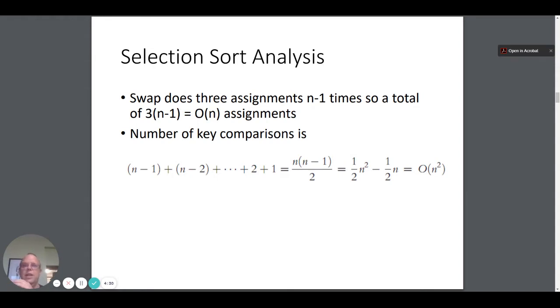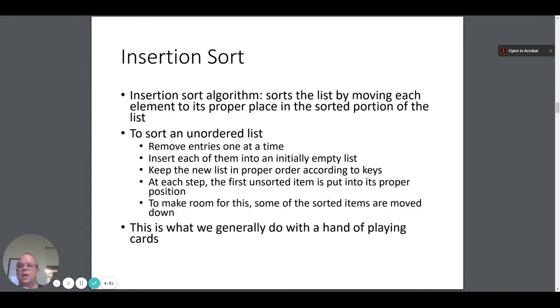So we do n the first time, n minus 1 the second, n minus 2 the third, plus all the way down to 1. So when we add that up, we get that well-known formula, n times n minus 1 divided by 2. And that gives us O of n squared for this.